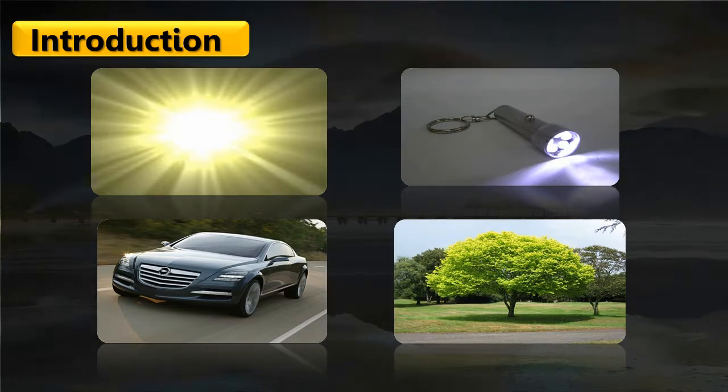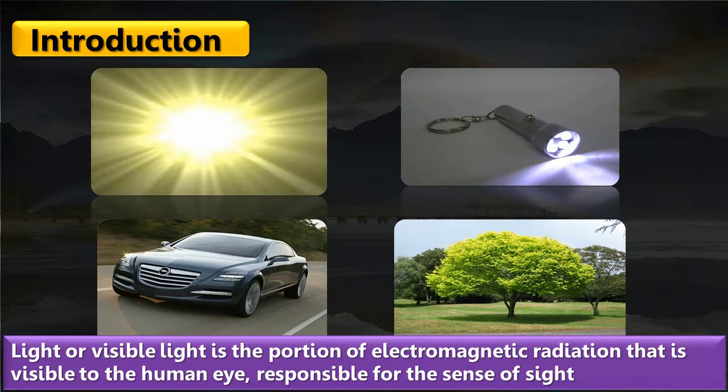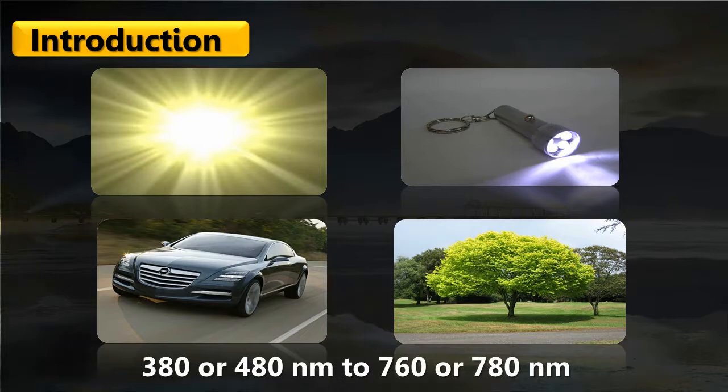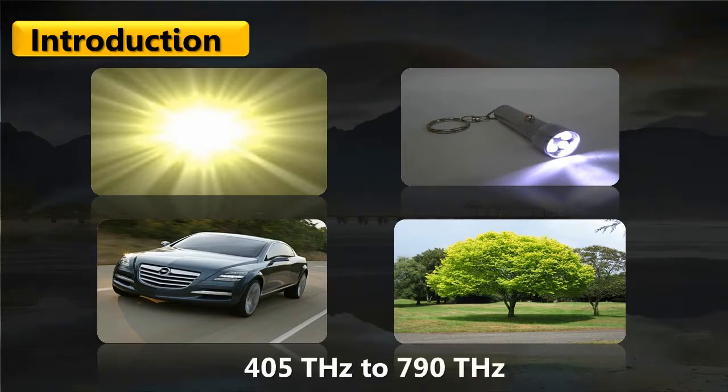Light, or visible light, is the portion of electromagnetic radiation that is visible to the human eye, responsible for the sense of light. Visible light has a wavelength in a range from about 380 or 400 nanometers to about 760 or 780 nanometers, with a frequency range of about 405 terahertz to 790 terahertz.